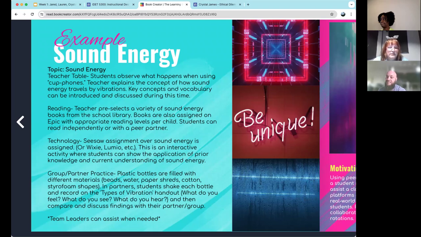This is an interactive activity where they can show the application of their prior knowledge and their current understanding of sound energy. This is usually an independent task unless they need help from a peer partner.